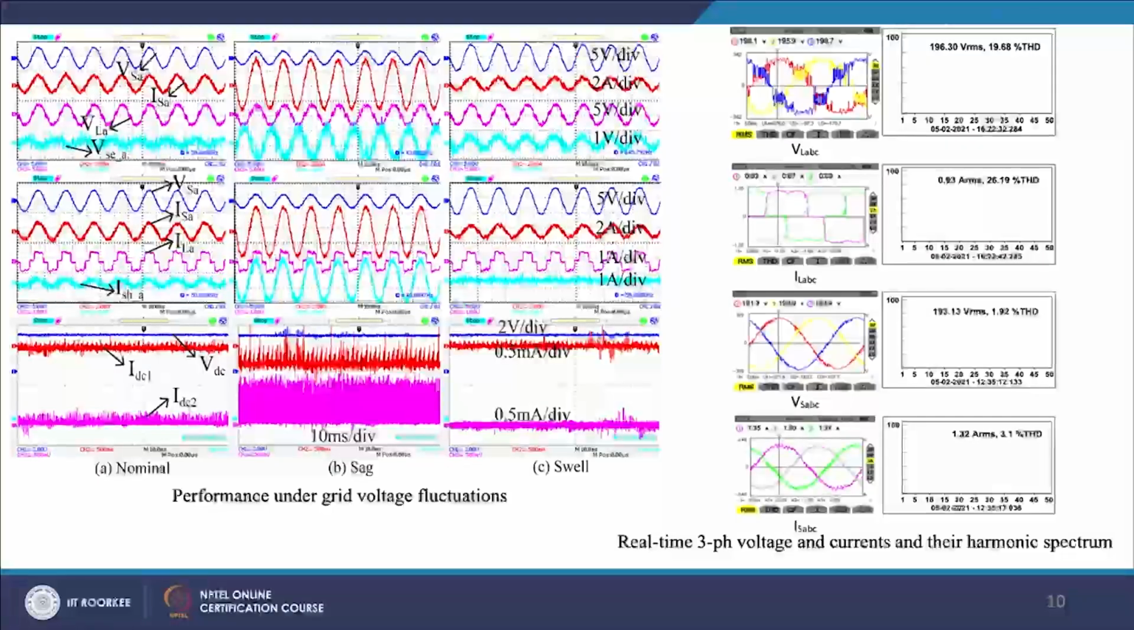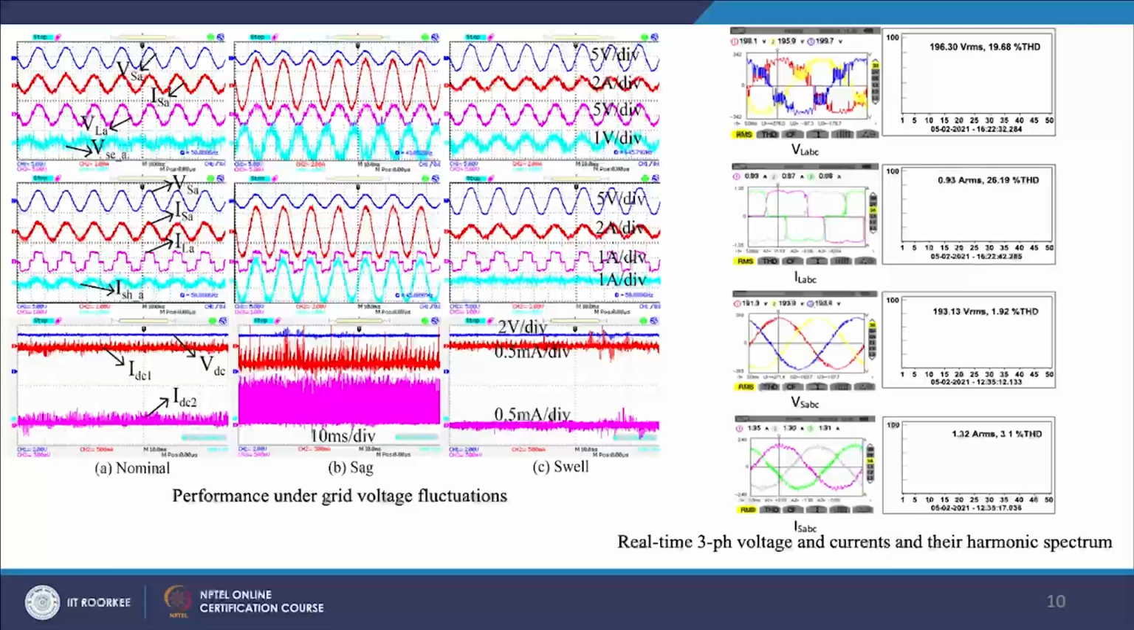VSE_A represents the series injected voltage of phase A, ISH_A represents the shunt current of phase A, VDC represents the common DC link voltage, IDC1 represents the DC current of the shunt converter, and IDC2 represents the DC current of the series converter.